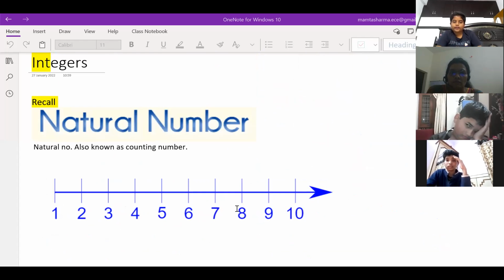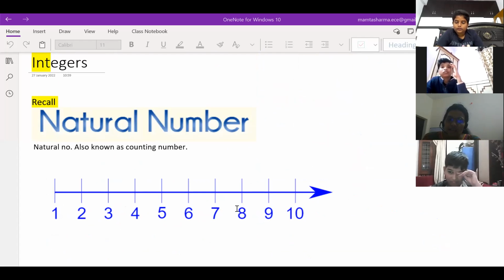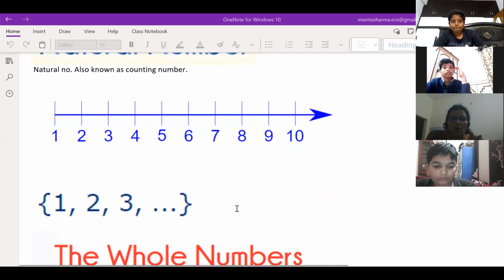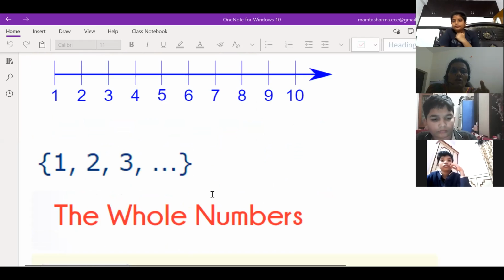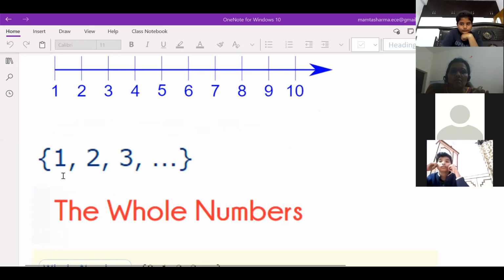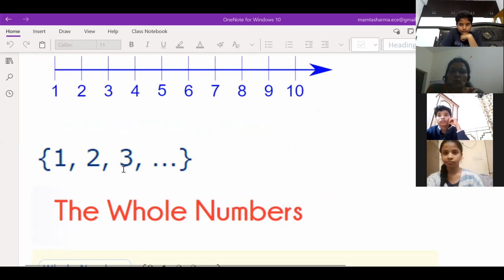Natural numbers start from 1. There is a second name for natural numbers, also known as counting numbers. Correct. Counting starts from 1, 2, 3, 4, up to infinity, uncountable. Now if you want to represent them on a number line, we will represent them like this: 1 2 3 4 5 6 7 8 9 10. In writing, we can say the natural numbers start from 1, 2, 3, 4, 5.